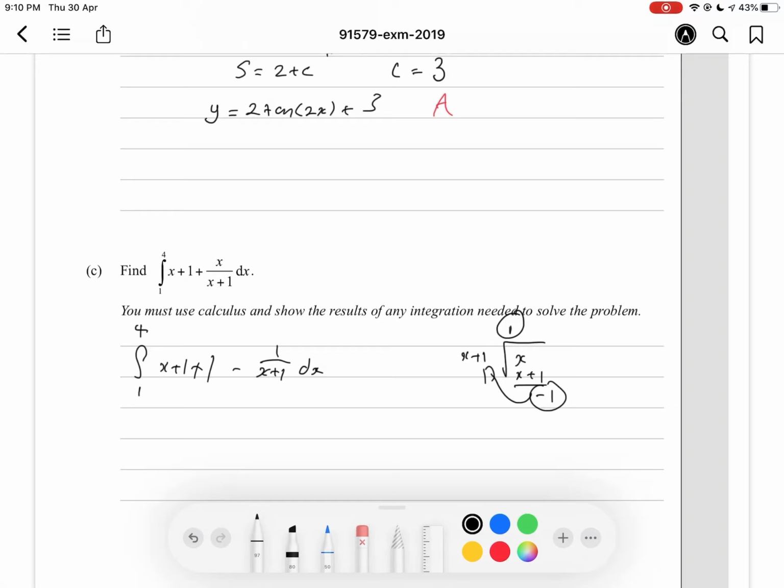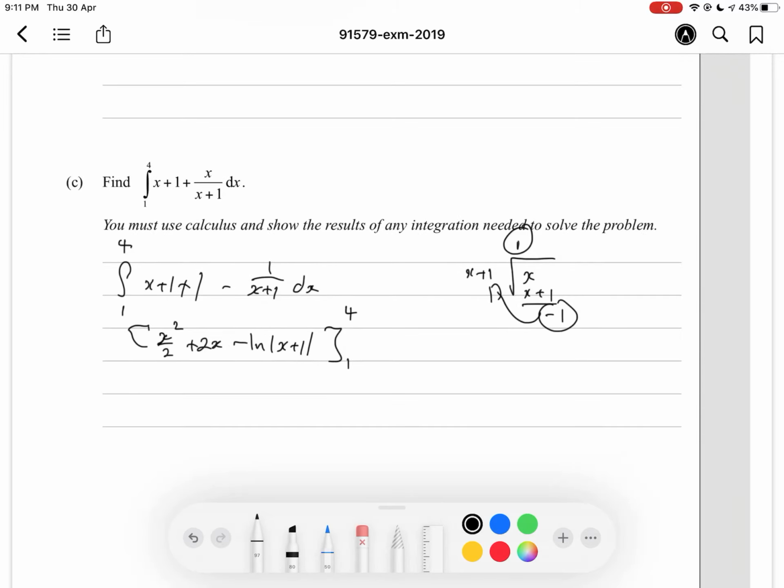So now we can integrate, so we can say x squared over 2. 1 plus 1 is 2, and if we integrate that, it becomes 2x. Then negative 1 over x plus 1, if we integrate that, we'll get negative ln of x plus 1, between 4 and 1.